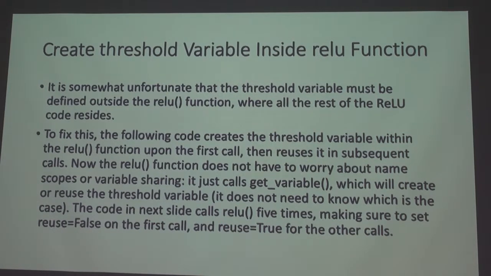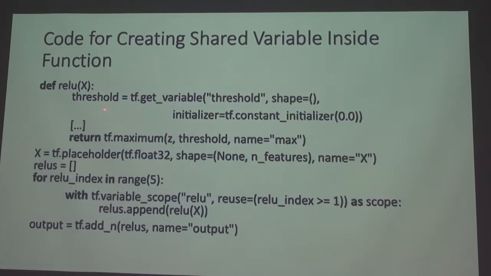So let me show you. The code in the next slide will call redo 5 times, making sure to set reuse to false on the first call and reuse equal to true for the other calls. So this is the define redo(x, threshold). The first time you call it, you can see you create the threshold variable. And then after that, you can see this is the first time.